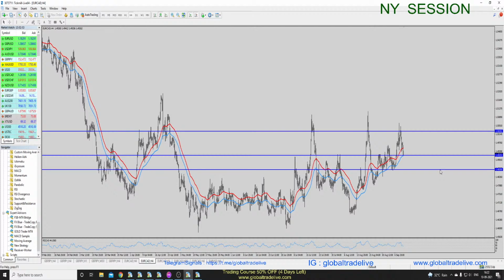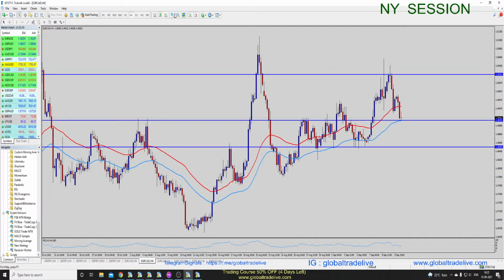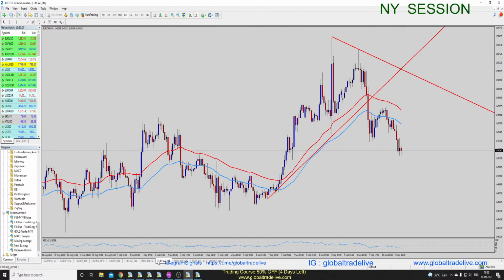Yeah, this is the most possible area. So it can go down to 1.48580 level. Okay, let's have a look at the 1 hour. 1 hour also looks good. The trend angle has been changed over here.